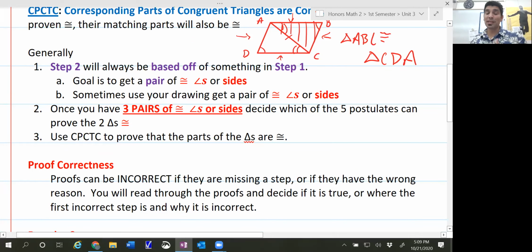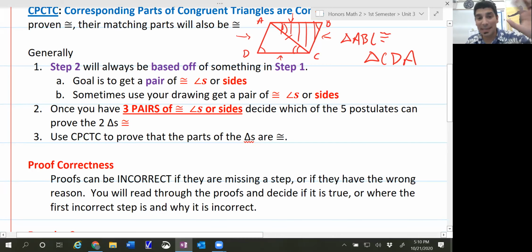So these proofs that we're about to do, everything's pretty much the same as what we did in 3.3, except we do the same step 1, the same step 2, but in step number 3, we're going to use CPCTC to prove that the parts of the triangles are also congruent. And that will help us to state anything else that needs to be stated.